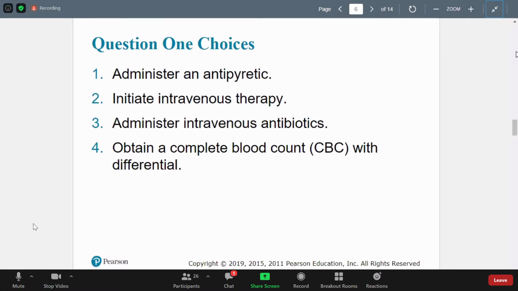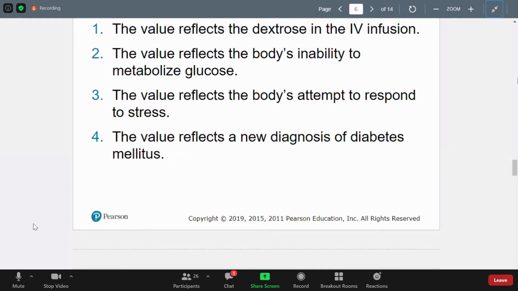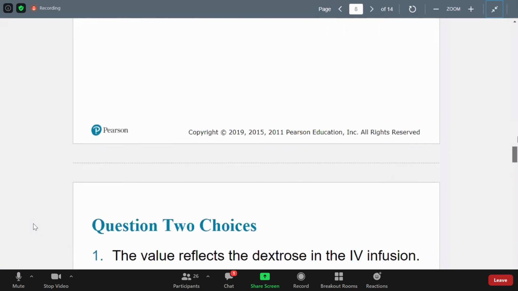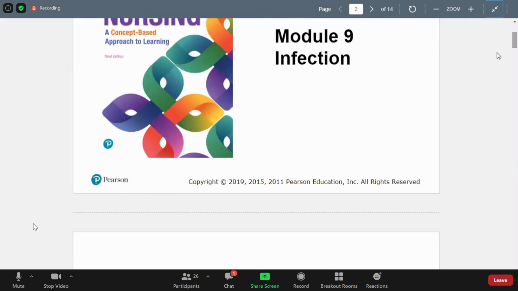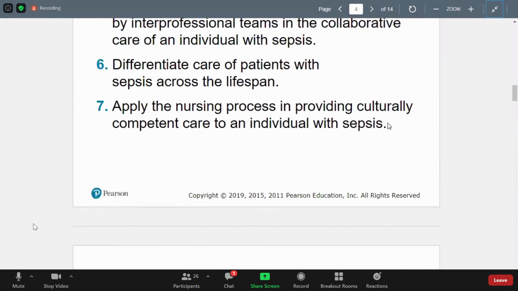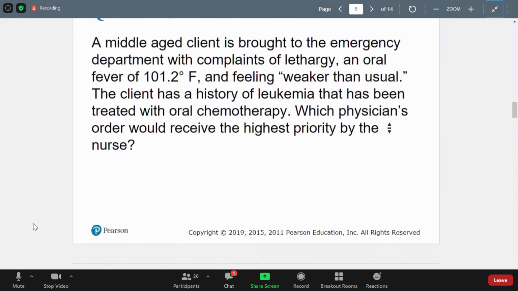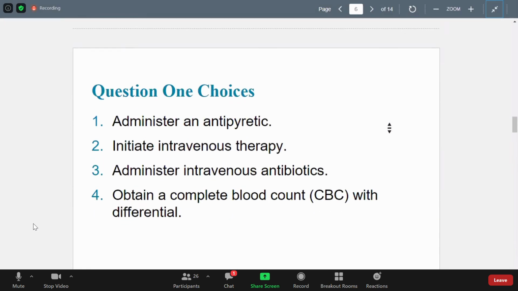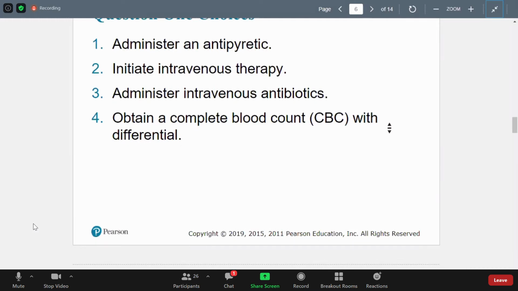Three. Our group went with number 2, initiate IV therapy, because they are likely going to need fluids when you have septic shock, and you can't give the IV antibiotics until they have an IV started. Okay, very good. So initiate intravenous therapy is the right answer.